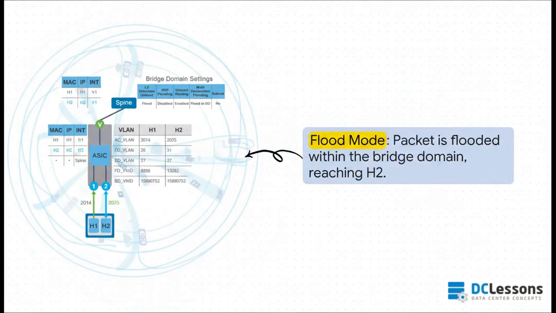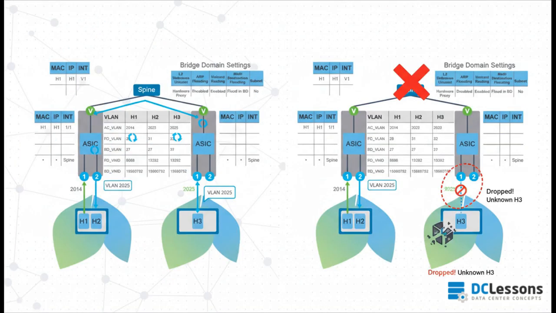But check this out. This is where flood mode and the whole concept of the bridge domain really shine. In flood mode, the leaf floods the packet to all ports that are part of that BD. And since both of our VLANs are mapped to the same bridge domain, the packet gets delivered to H2, no problem. The leaf even handles the VLAN translation from 2014 to 2025 for you. Pretty cool. Now let's put them on separate leaves again.